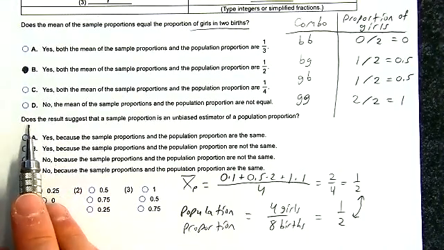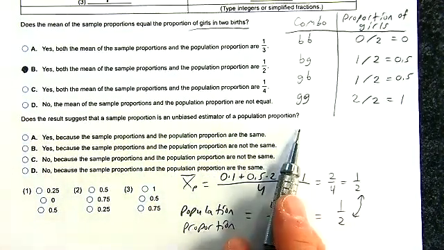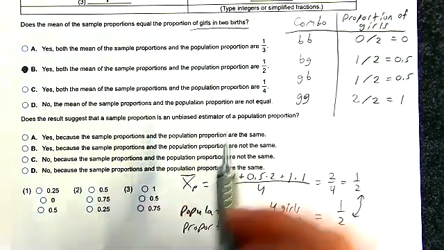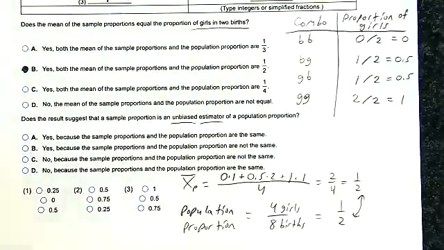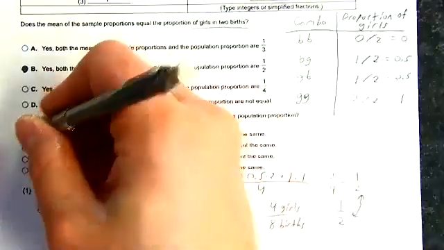The next part, does the result suggest that a sample proportion is an unbiased estimator of population proportion? So anytime these are equal, then that means yes, they're unbiased estimators. So yes, because the sample proportions and the population proportions are the same, A.